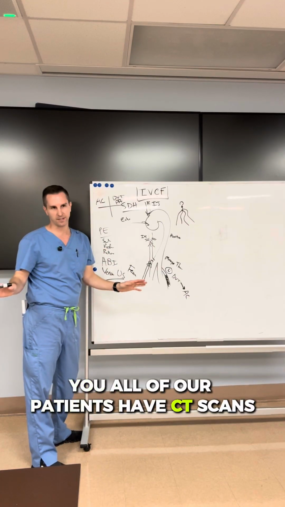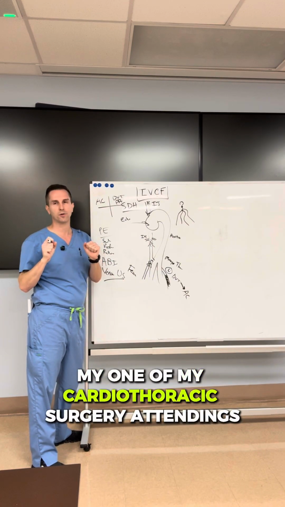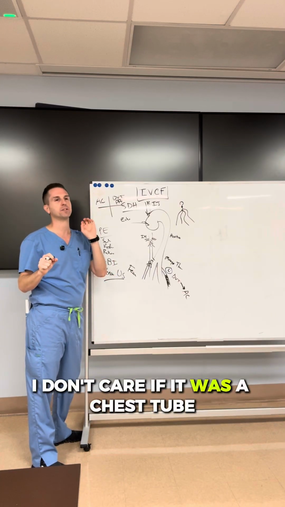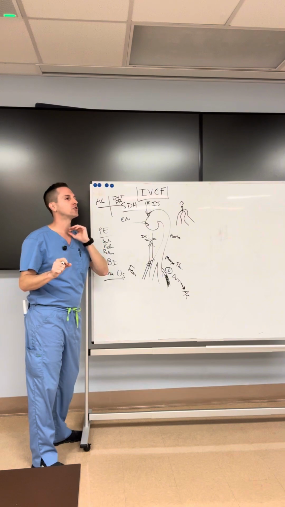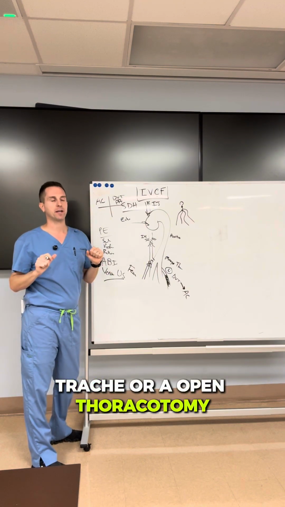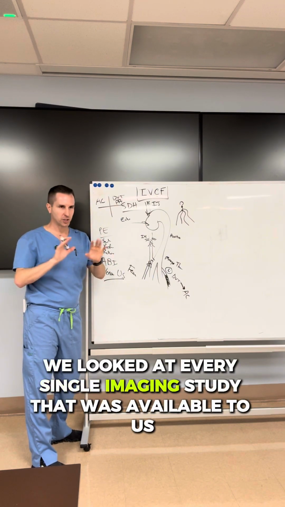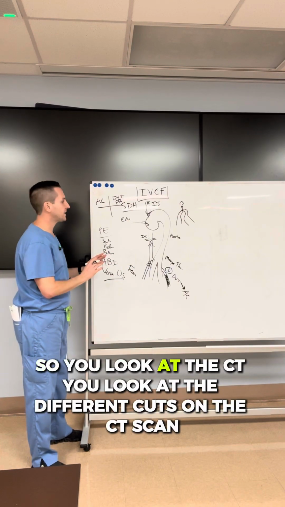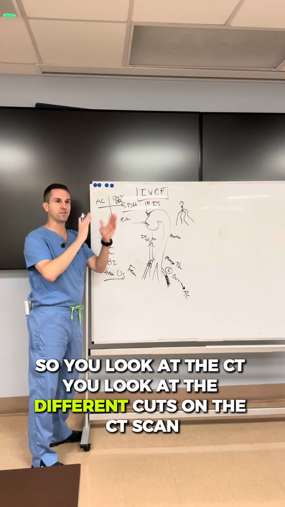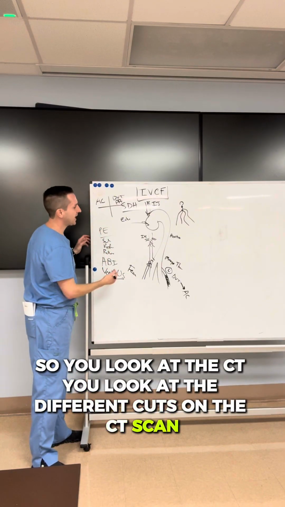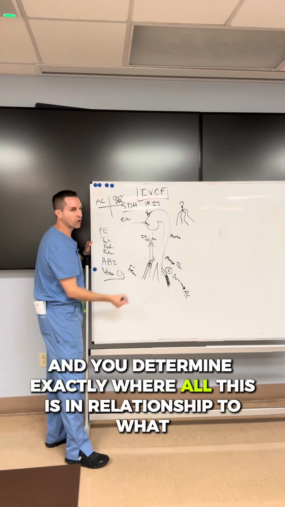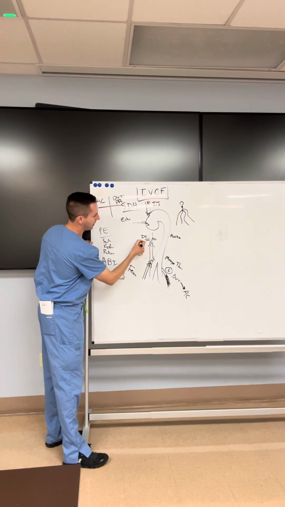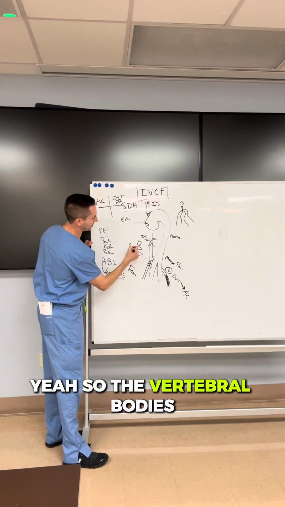all of our patients have CT scans. One of my cardiothoracic surgery attendings, before we did anything in residency, I don't care if it was a chest tube, pleural catheter, trach, or an open thoracotomy, we looked at every single imaging study that was available to us. We take that for granted, okay? So you look at the CT, you look at the different cuts on the CT scan, and you determine exactly where all this is in relationship to what? Yeah, so the vertebral bodies.